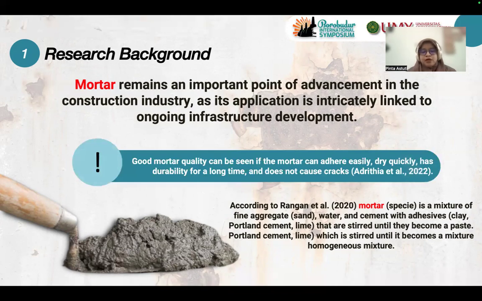A good quality mortar can adhere easily, dry quickly, has durability for a long time, and does not cause cracks. This is some information from previous researchers about the characteristics of the mortar mixture.